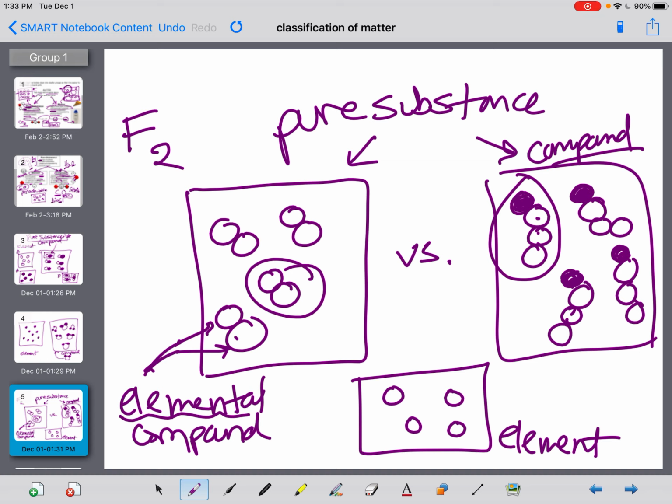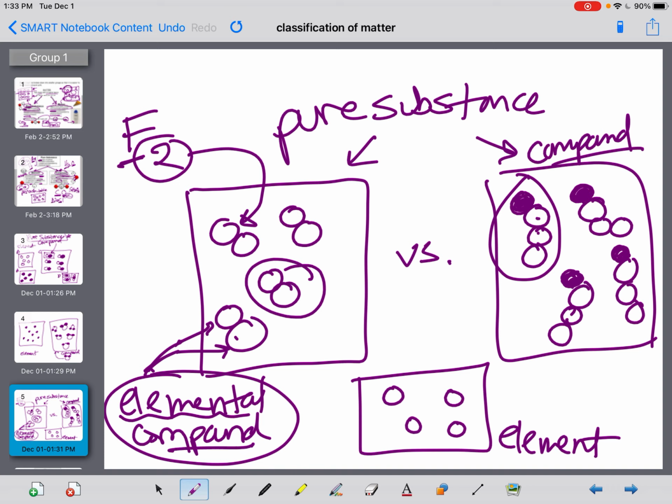So for example, if I had F2, so there's only one capital letter, but the 2 tells me that there are 2 of those that are connected, right? So an elemental compound is unique because it's the same element, but there is more than one that is chemically connected. So it's still classified as a compound, but we have to make sure that we include the fact that it's an elemental compound.